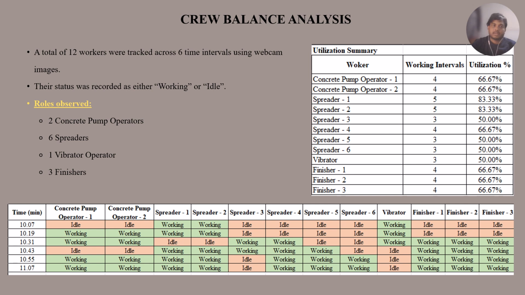Spreaders 3, 5 and 6 recorded less than 50% utilization, and the vibrator operator was also idle in several intervals. In contrast, spreaders 1 and 2 were consistently active, indicating a lack of balanced workload distribution. These findings confirm the presence of overstaffing and role-specific underutilization, forming the basis for one of the key problems identified in this study.